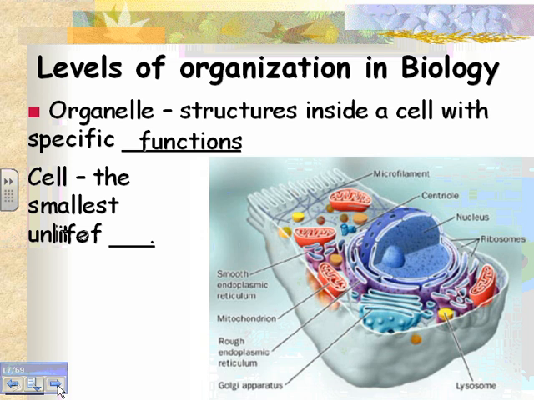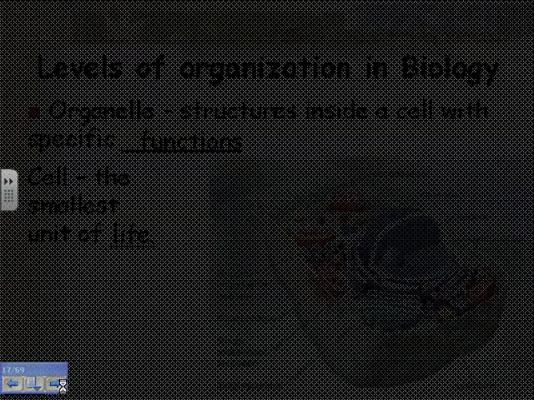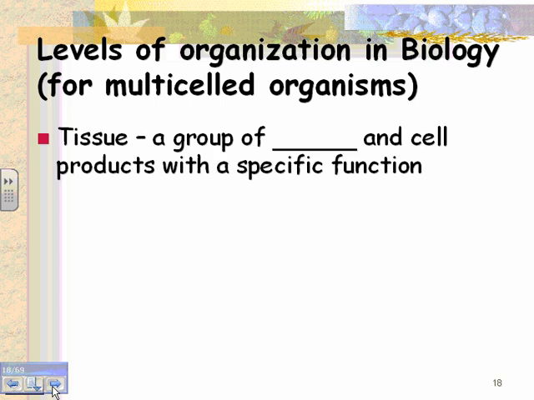A cell is the smallest unit of life, and you can put a star next to this. Don't confuse it with an atom, which is the smallest unit of an element, not of life. So a cell is the smallest unit of life. Now what we're going to look at are multicelled organisms. If you're looking at just a bacterium, it is unicellular, just one cell.